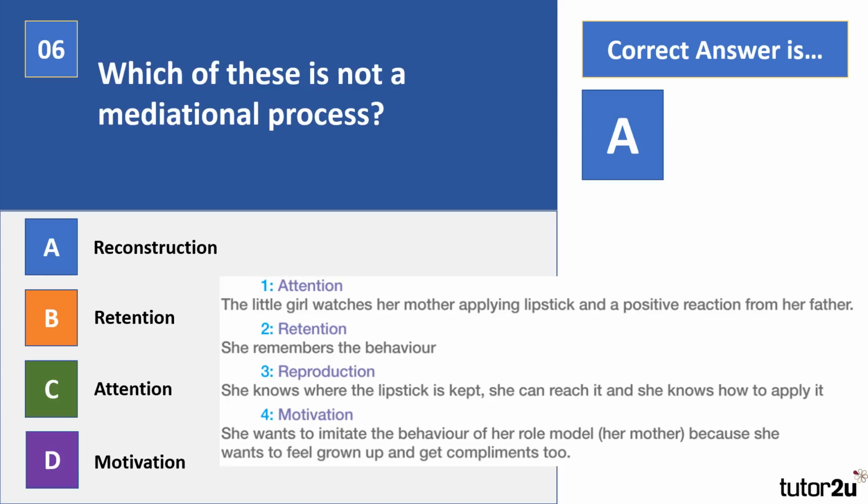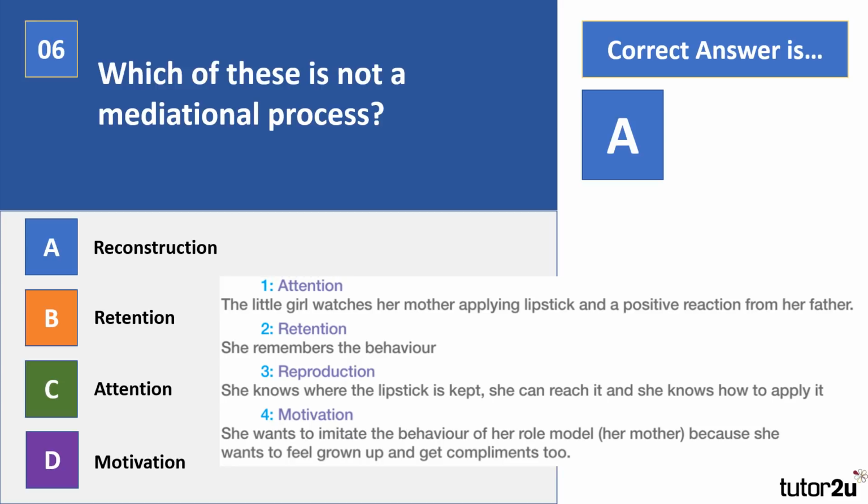Right, so imagine a little girl and she's watching her mum put on some lipstick. Very gender stereotype there. Anyway, so she pays attention to her mum applying the lipstick. She perhaps sees a nice positive reaction that she gets from her dad. Now she remembers this, so that's the retention part, is actually remembering it. She knows where the lipstick is. She can perhaps reach it, so she's able to reproduce that behaviour.